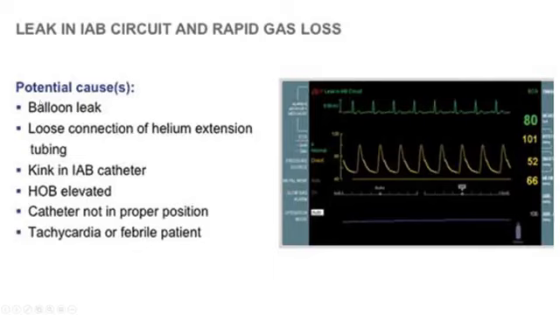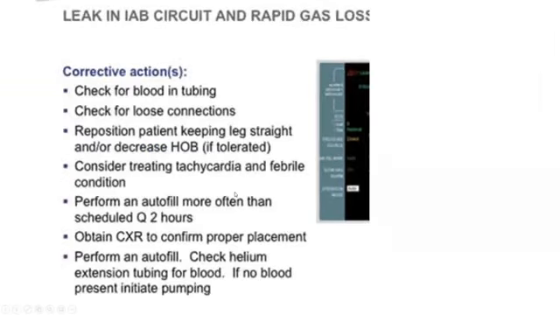Okay. The most important thing is always to make sure there is no leak from balloon rupture with blood in the helium gas line, because that's an emergency and you should take it out as soon as possible, as soon as you see that. And I will explain how you take it out in a little bit. Okay, so check for blood in the tubing, check for loose connections, reposition patient keeping leg straight and decrease head of bed to 0 to less than 30 degrees, and obtain chest X-ray and abdominal X-ray.